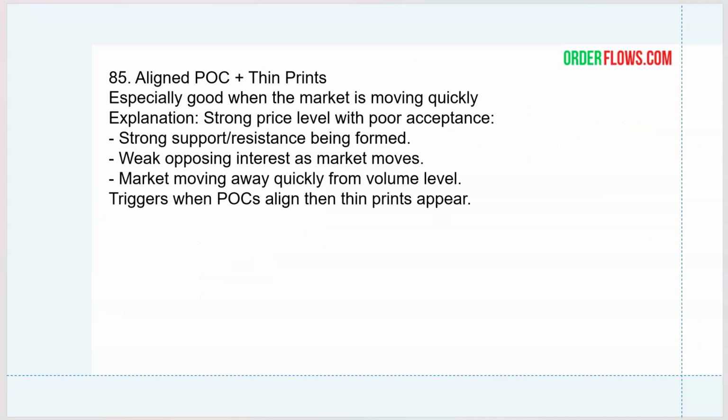All right, number 85 is aligned point of control and thin prints. It's especially good when the market's moving quickly. And what it shows is strong price level with poor acceptance. And you often have a strong support resistance level being formed. You have weak opposing interest as market moves. Market moving away quickly from a volume level. And it triggers when POCs align, then thin prints appear.